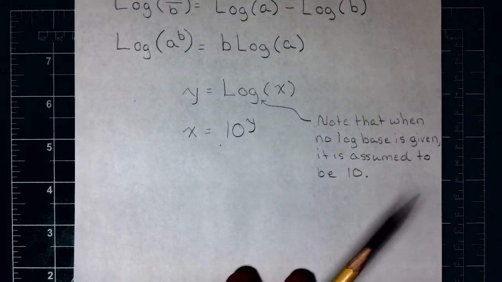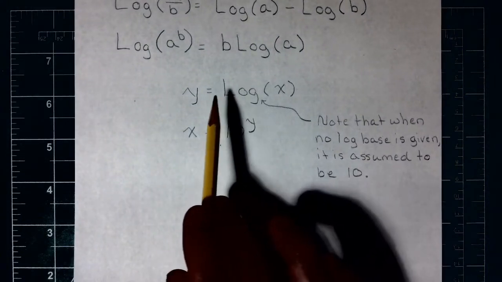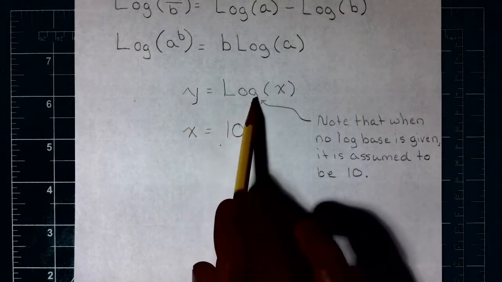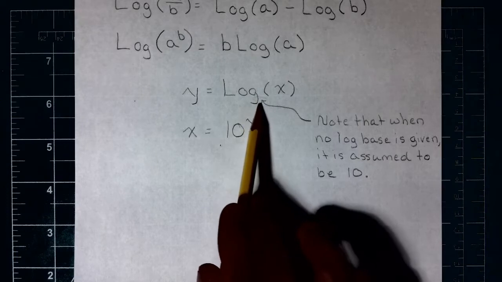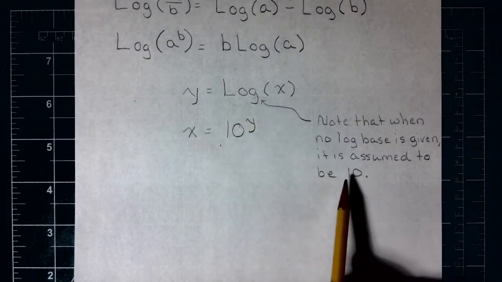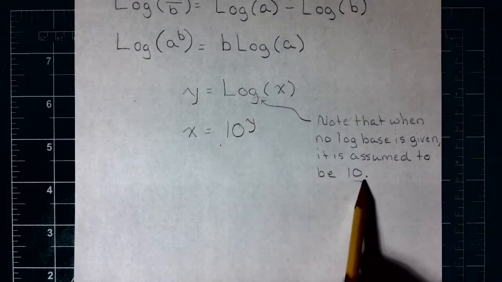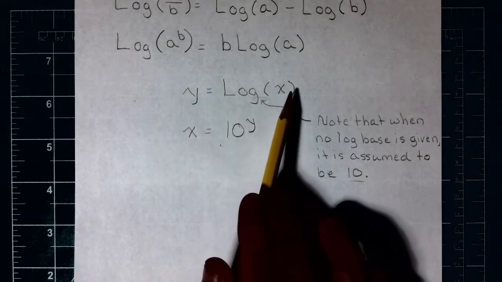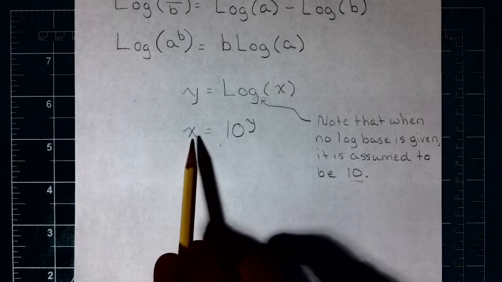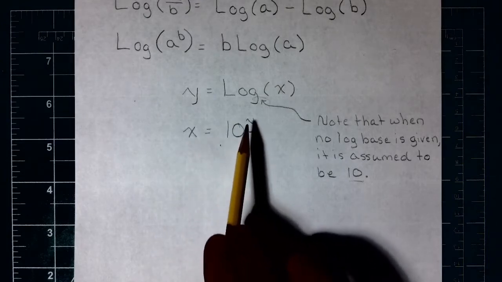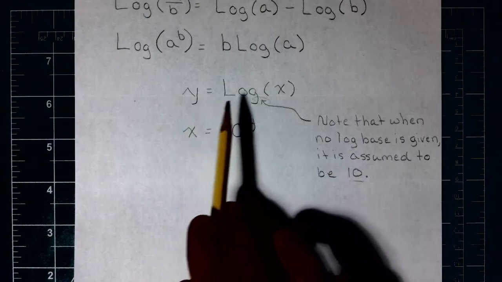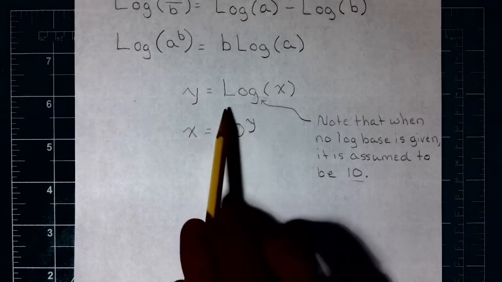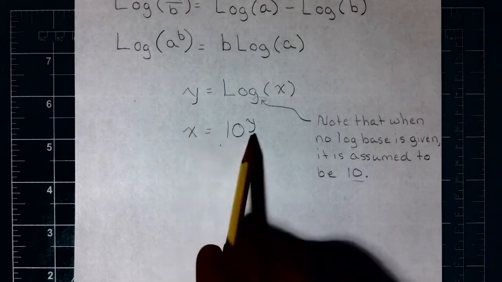I want to note that when we write a log like this and we do not specify what the base is, we're going to assume that to be a base of 10, which means that to invert this equation and figure out what x is, x is going to equal 10 raised to the power of y. And this gives you some sense of what the log is. It's the inverse of this function right here.